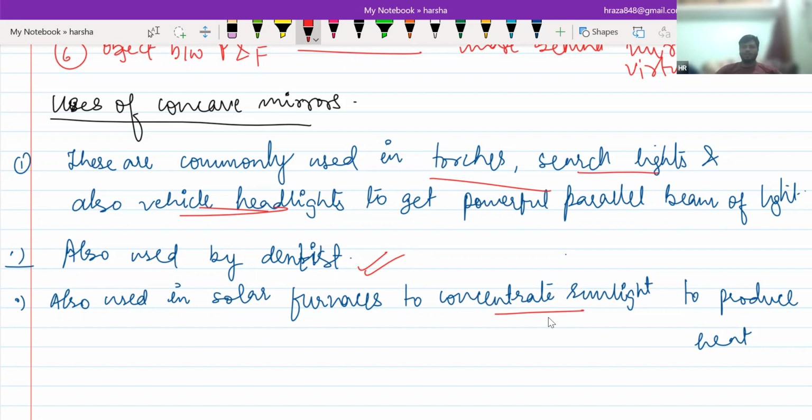These are the uses. Then we are going to talk about the image formation by convex mirror. There will be only 2 cases: at infinity or in front of the mirror, the convex mirror. And then we will go for the mirror formula. That is very easy.